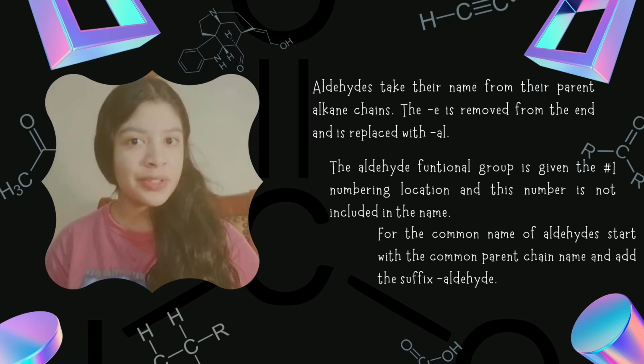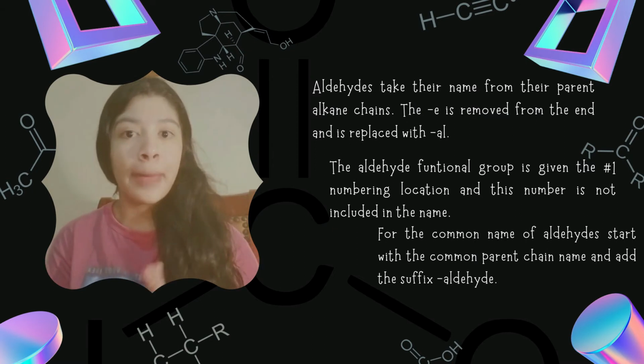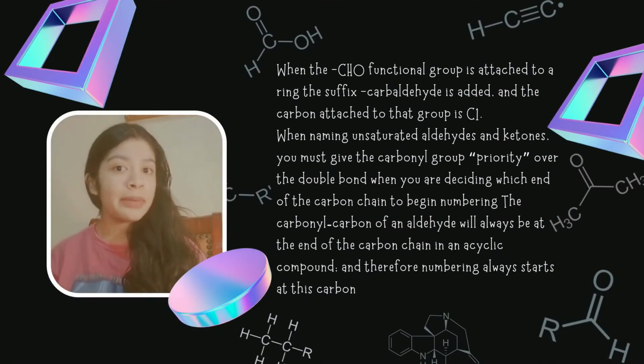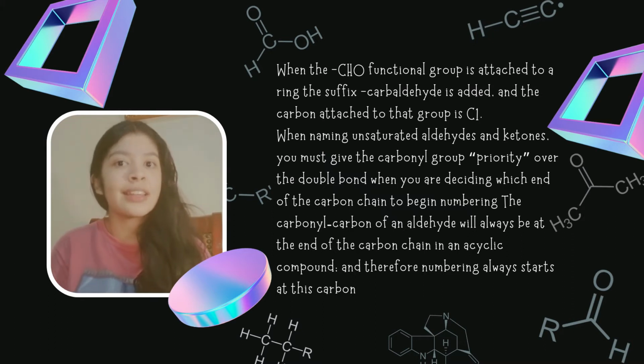Another thing we must know is that most common names of aldehydes start with the parent alkane chain name, and then you add the suffix aldehyde. Another important thing about naming aldehydes is that when we are naming unsaturated aldehydes, we must give priority to the carbonyl group over the double bond when deciding which end of the carbon chain to begin numbering. As I said before, a carbonyl group must always be given the position number 1 in numbering. Therefore, counting starts at this carbon.